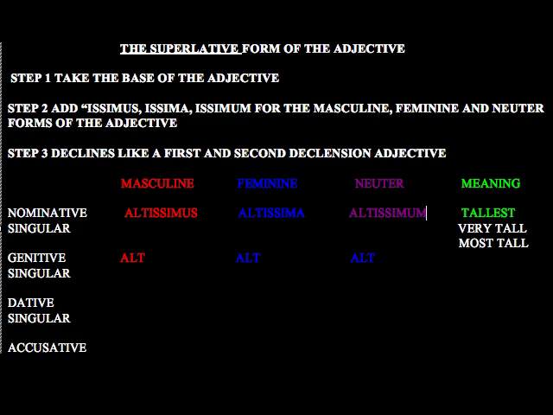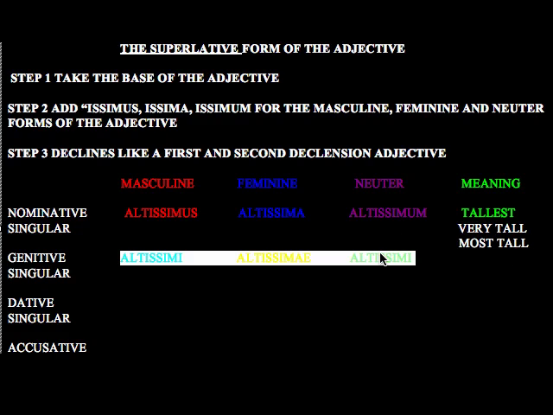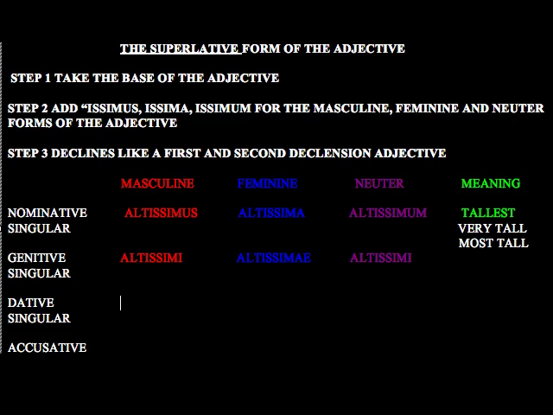Now you'll notice, like the positive form, that we're dealing with an us, a, um adjective. So you see that it's just a standard first and second declension adjective with standard first and second declension endings. So the genitive of this is just going to be altissimi for the masculine. For the feminine, it's going to be altissimae. And then, of course, for the neuter, it's also going to be altissimi. Great. The dative, I'm just going to cut and paste and add the appropriate endings. It's going to be altissimo, altissimae again, and then altissimo.